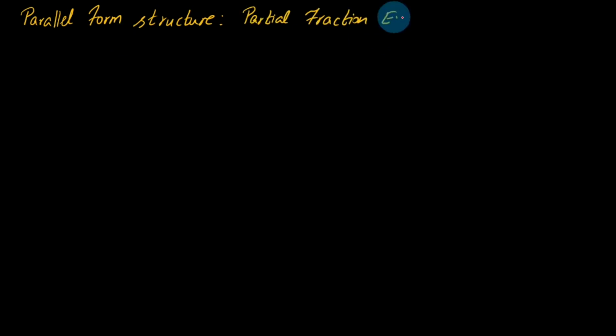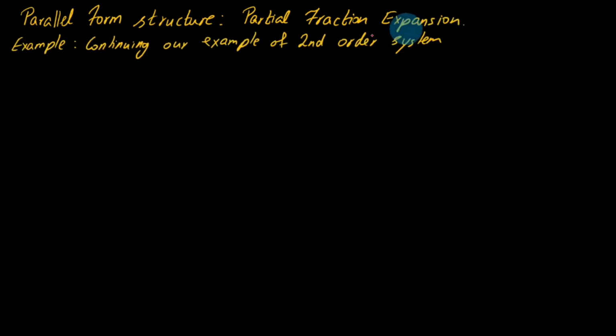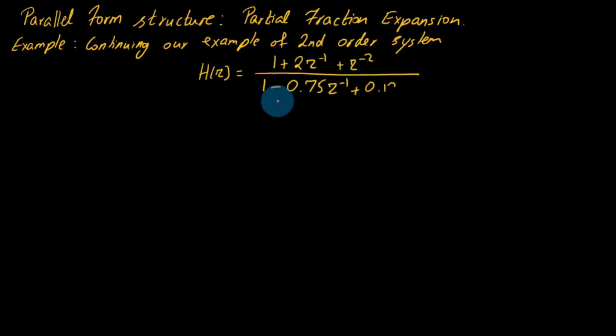The most important thing over here is the partial fraction expansion. So before moving on towards the general form, let us again continue our example of the second order system. We will solve this system first and then discuss generic cases. So again the same system, that is 1 plus 2 z inverse plus z to the power minus 2 over 1 minus 0.75 z inverse plus 0.125 z to the power minus 2.